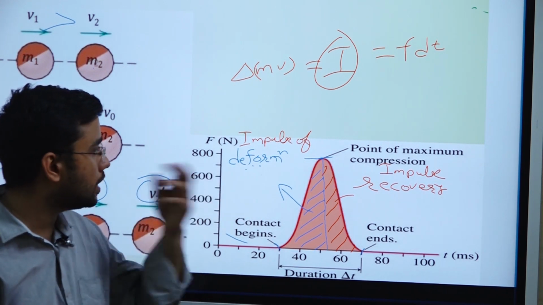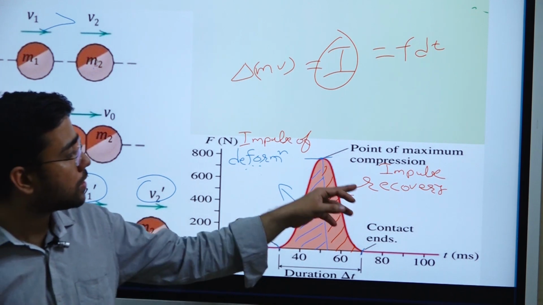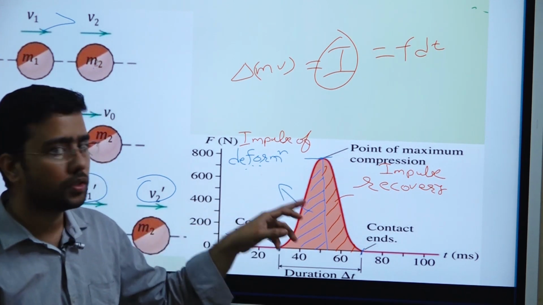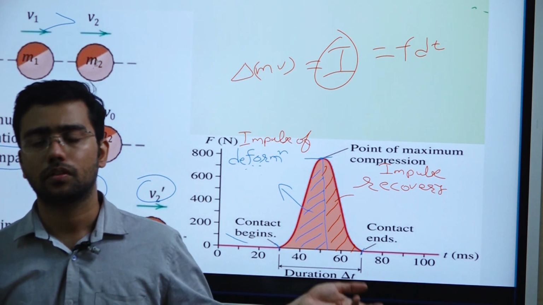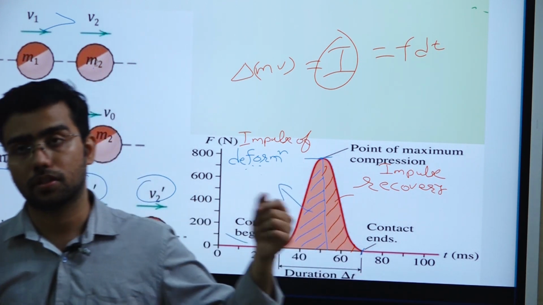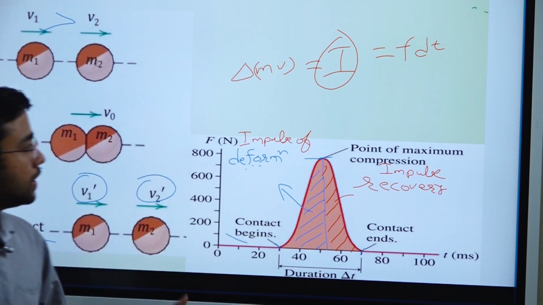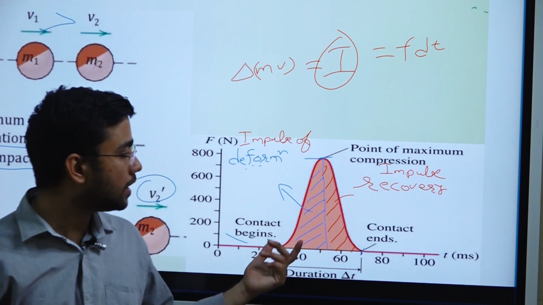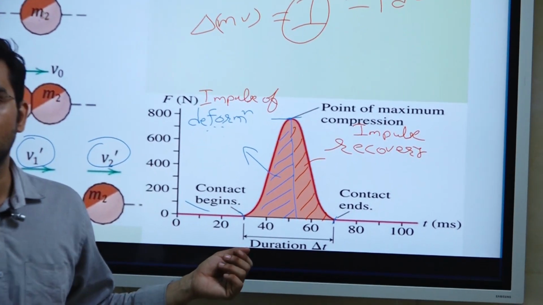So why am I teaching you the meaning of impulse of deformation and impulse of recovery? Because if you take the ratio of the impulse of recovery to the impulse of deformation, you will find a factor called small e, the coefficient of restitution. That's why I am teaching you this diagram, so that you have the physical meaning of the coefficient of restitution, e.